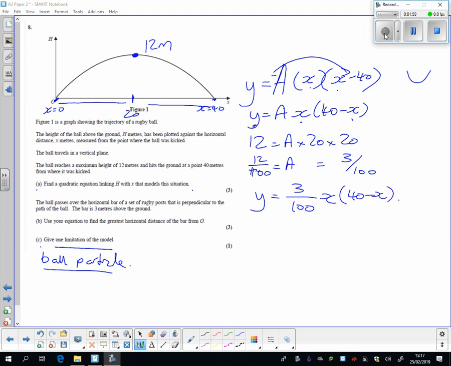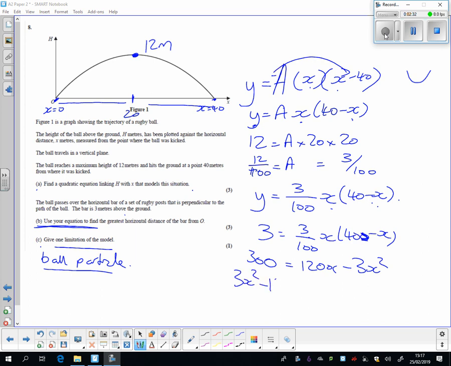That's your 3-mark quadratic. Now it does say use your equation in part B, so as long as you've got something sensible here, I mean it needs to be a quadratic, it needs to be negative. As long as you put the 3 in here, then the chances are you might get a method mark. Sorry, 40. So we're now just going to form a quadratic, and I've times the 100 up and just multiplying this out as well. And so I've got 3x squared minus 120x plus 300 equals 0. And I'll solve that on the calculator.